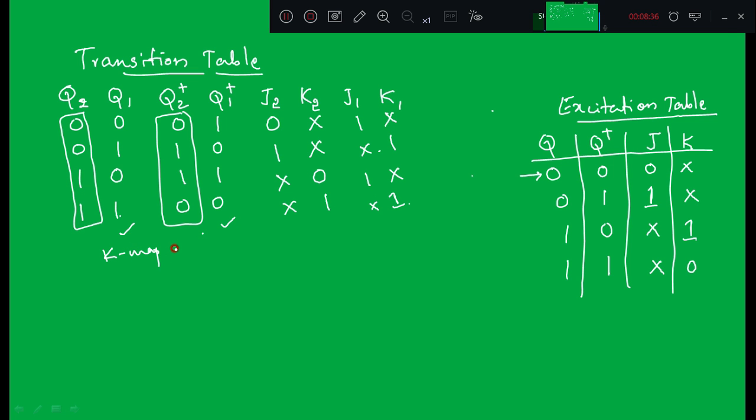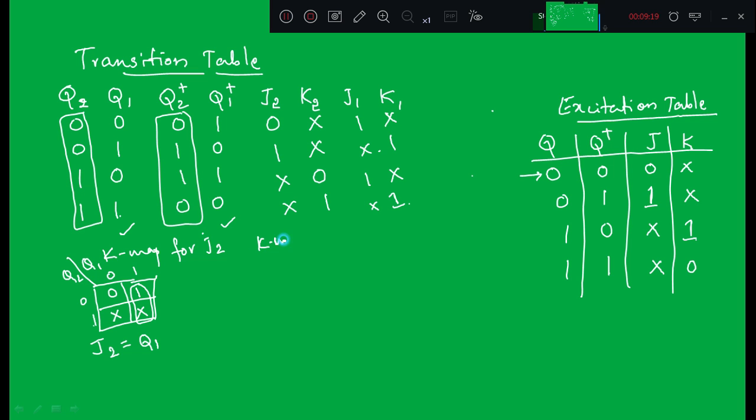K-map for J2. There are 2 input variables, so we need to put a 2-variable K-map. The inputs are Q2 and Q1; fill out these cells. For 0 0, J2 is 0; for 0 1, J2 is 1; for 1 0 it is don't care, and for 1 1 also it is don't care. Now we can combine this 1 along with the don't cares by treating the don't care as 1, and put them in one group. So what is the expression for J2? It is equal to Q1.